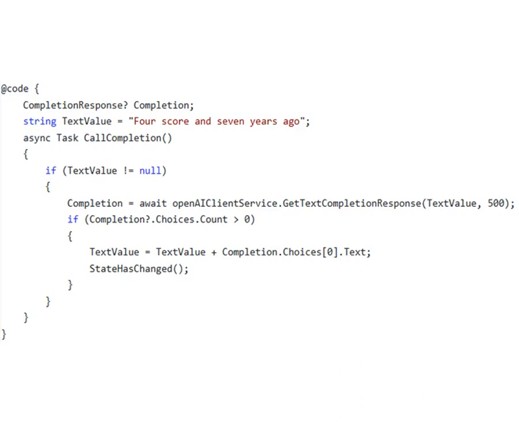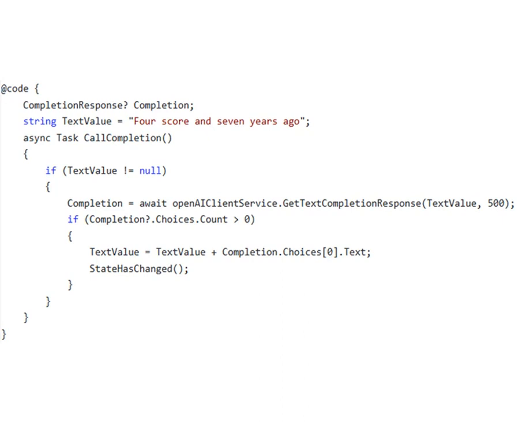It starts by declaring two variables, completion of type completionResponse and textValue of type string with an initial value of "4 and 7 years ago." The code block also contains an asynchronous method called callCompletion that is executed when the callCompletion button is clicked. The callCompletion method checks if the textValue is not null. If it's not, it calls the getTextCompletionResponse method on the OpenAI client service instance, passing in textValue and 500 as the max tokens argument.